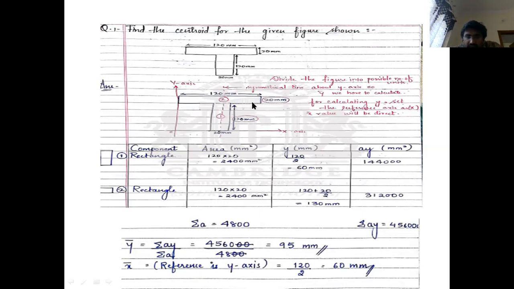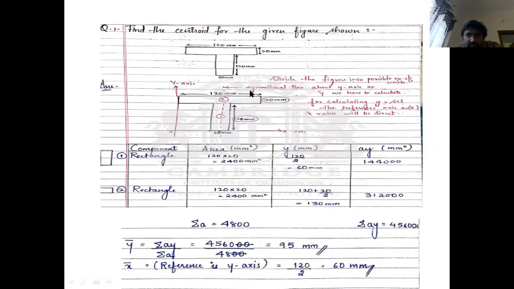If you look at the derivations we have done, the base we have kept as the reference axis. So with reference to this end, the CG will be 20 by 2, but the reference axis is located here. So that will be OX, that is 120 plus 20 by 2. So here you can see the CG of the second rectangle. The Y distance will be 120 plus 20 divided by 2, so that will be 130 mm.